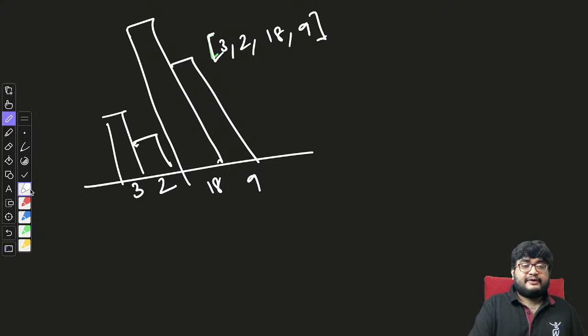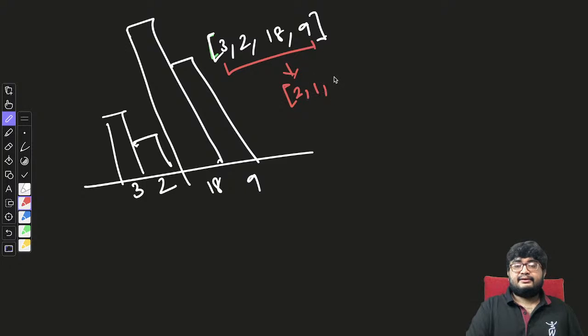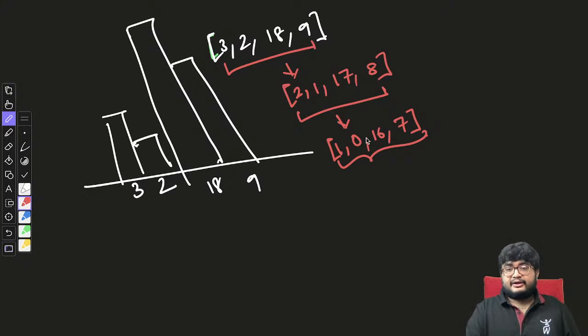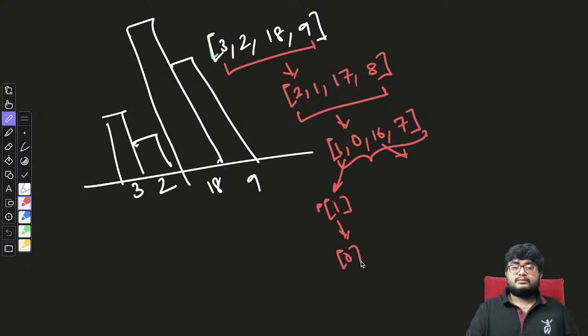So now think about it. What will you do? In the first step, you can take this entire range together and reduce them by 1. So it will become 2, 1, 17, 8. Now you can take this entire range and reduce them by 1. So what will it become? 1, 0, 16, 7. Now you cannot take this entire range and reduce them by 1 because this 0 has already reached 0. So you should treat both of them independently now. So this 1, you can reduce it in one step to 0. This 16 and 7, you have to treat independently now.